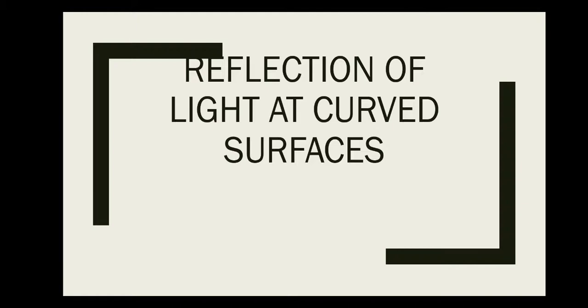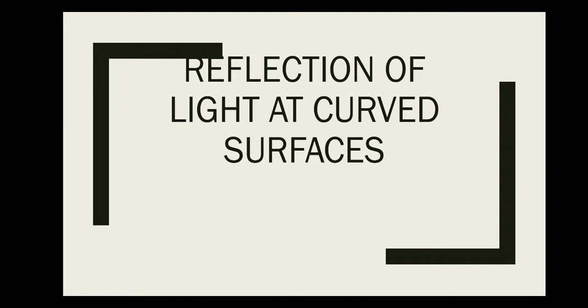Today we are going to learn reflection of light at curved surfaces. Before this lesson, we learned reflection, types of mirrors, and what is reflection in 7th class. And we learned reflection on plane mirrors in 8th class: how the image is formed and what type of image is formed. But in 10th class, the first chapter is reflection of light at curved surfaces. There we learn how light behaves on curved surfaces.